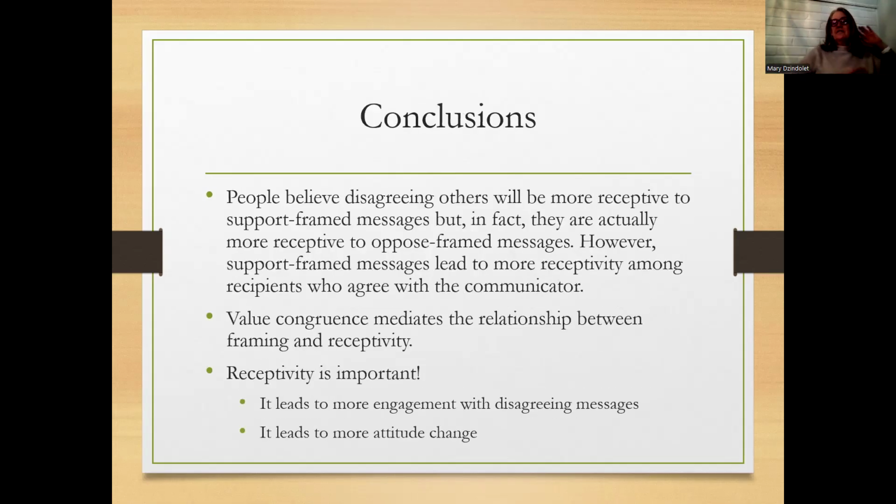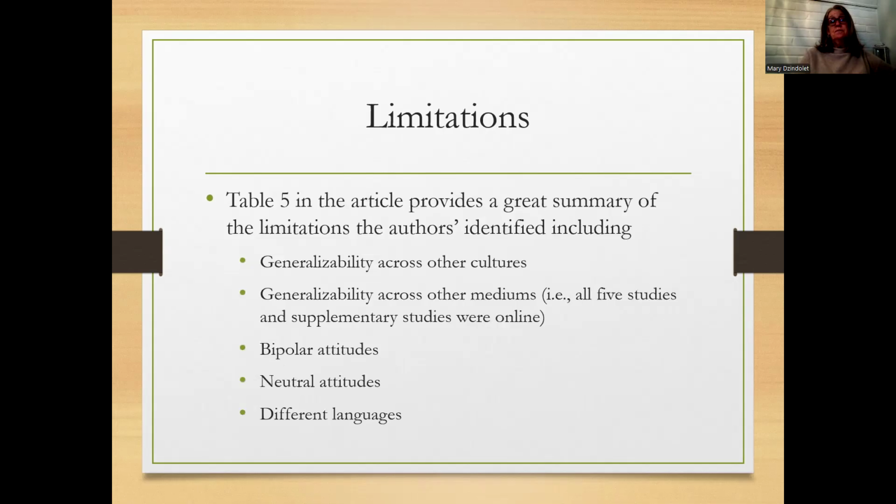So in conclusion, 5 studies, a whole bunch of time and effort in this. People believe that disagreeing others will be more receptive to support frame messages, but in fact, they're actually more receptive to opposed framed messages. However, support frame messages lead to more receptivity among recipients who agree with the communicator. Value congruence mediates the relationship between framing and receptivity, which is really important. It leads to more engagement with the disagreeing messages, and it leads to more attitude change.